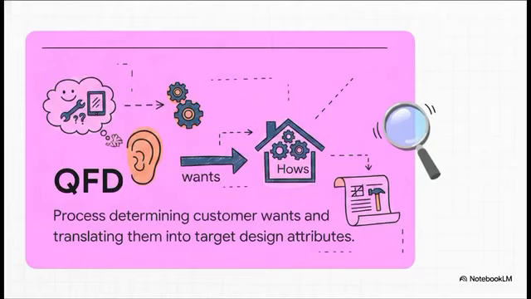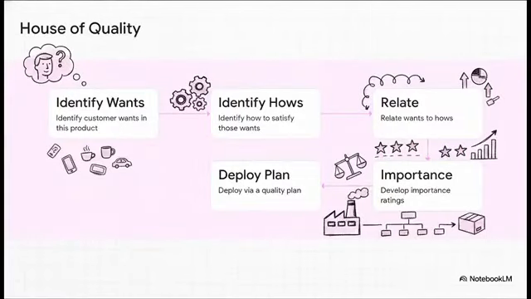It sounds complicated, but honestly, it's just an analytical tool. It's the ultimate reality check to make absolutely sure engineers are building exactly what the customer asked for. It takes the customer's wants and translates them into hows, the specific, actionable attributes that the actual business departments can understand and execute. To make this translation happen, managers build what's called the house of quality.